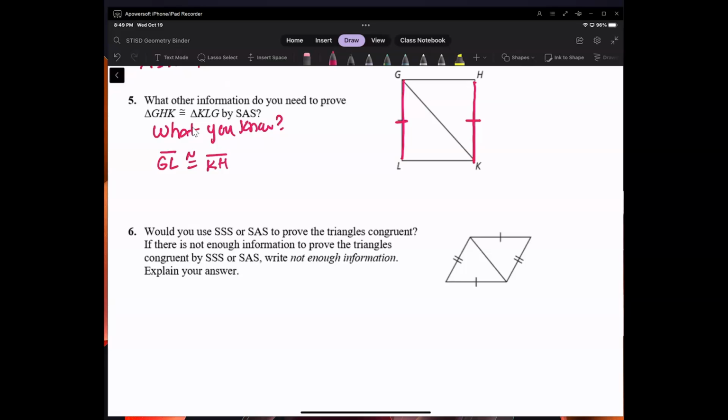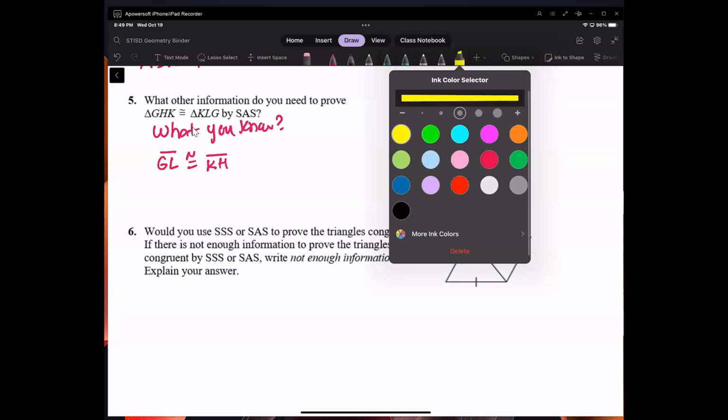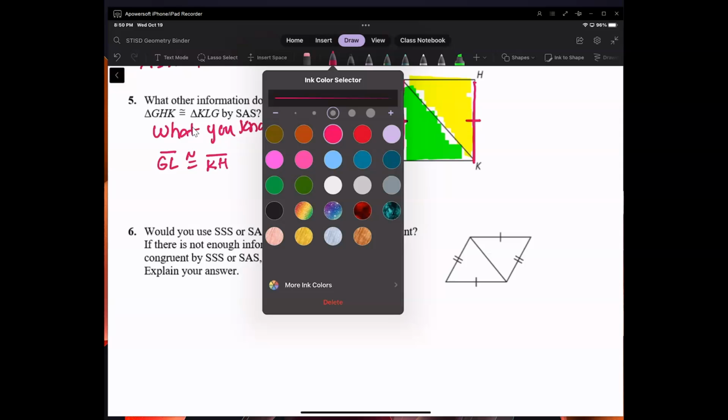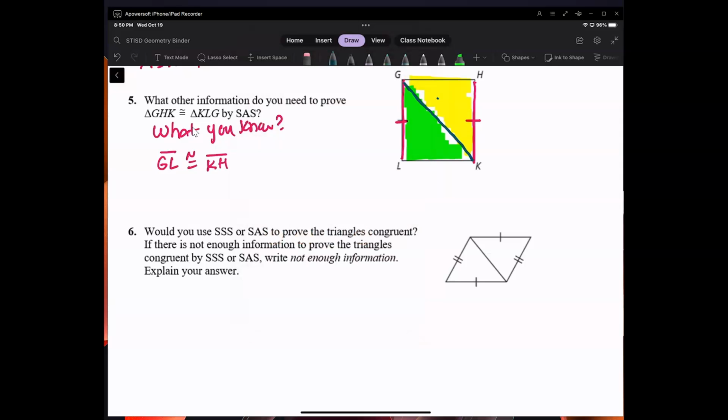Now you notice that there's two triangles, and I'm going to go ahead and highlight the two triangles. So here's that one triangle, and then the other triangle is the green one. And you notice that the two triangles share a common side, don't they? If they share a common side, then we know that segment GK is congruent to segment GK. That's called the reflexive property. So I'm going to go ahead and write two markings.